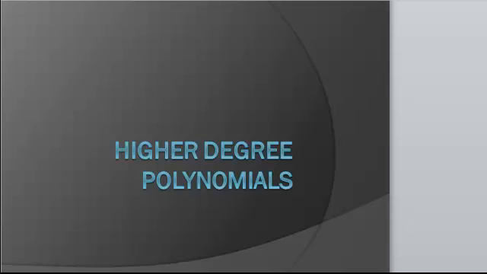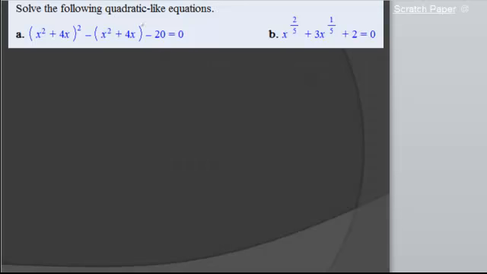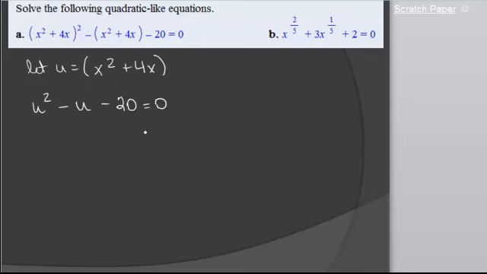Higher degree polynomials. Something all squared minus that same something minus a number equals 0. Well, this looks a lot like a quadratic equation, where all of the stuff in the parentheses would be considered your variable. So what I want to do is let u equal all that stuff in the parentheses, x squared plus 4x. So if I do that, I would end up with u squared minus u minus 20 equals 0. Does that make sense? We took all of this and replaced it with u.